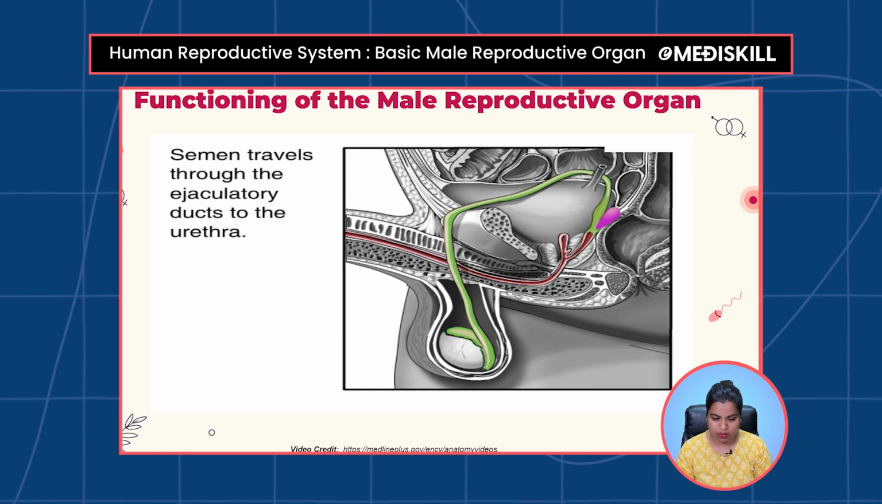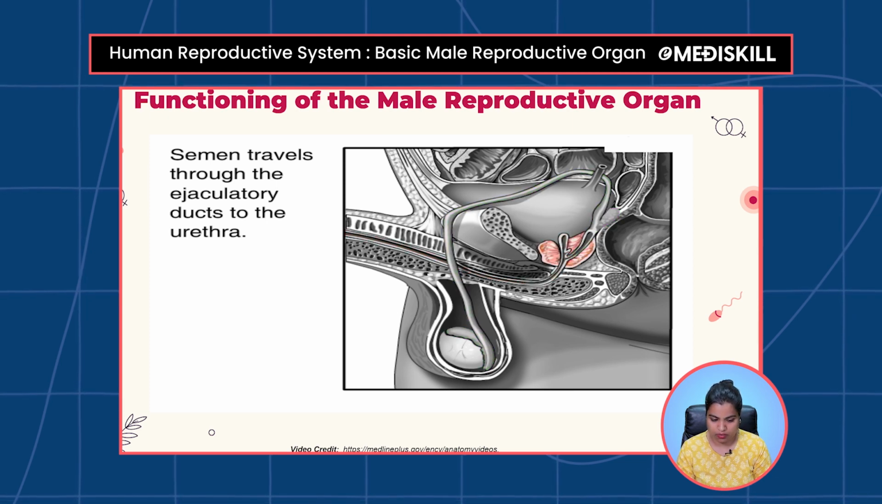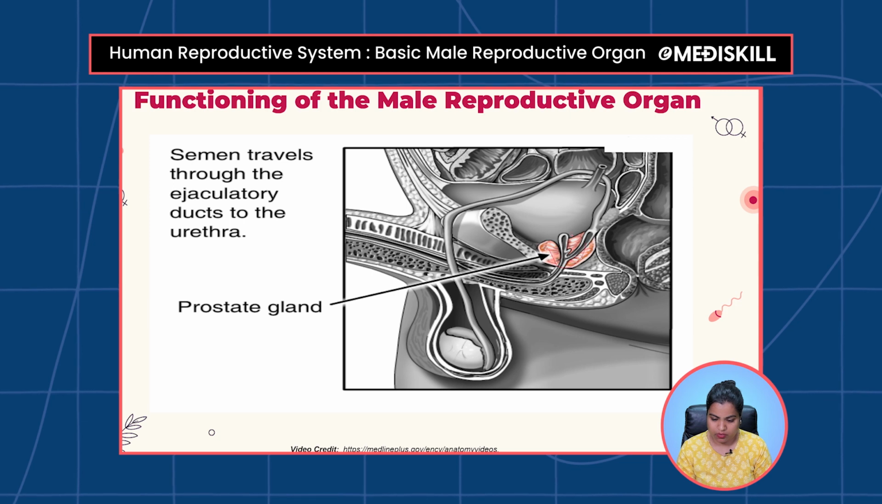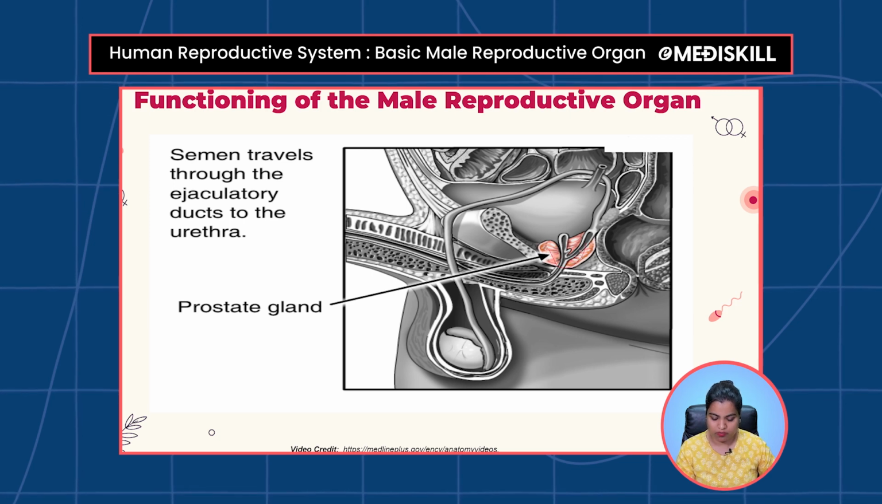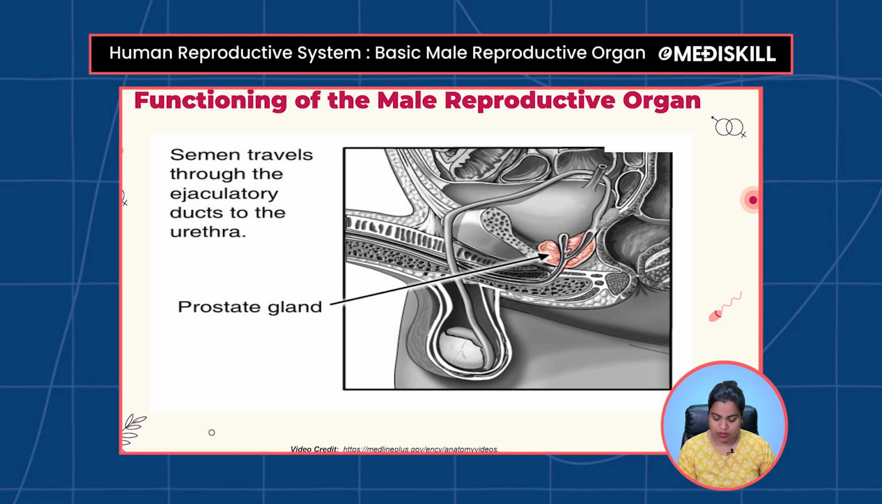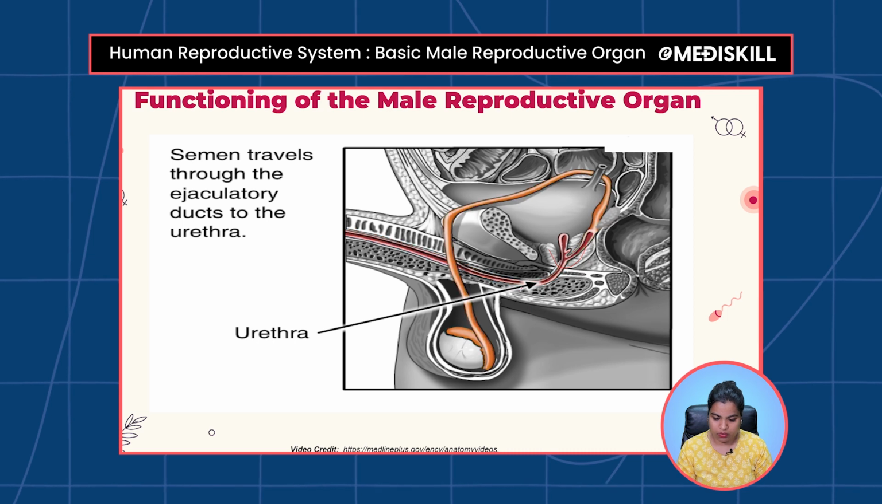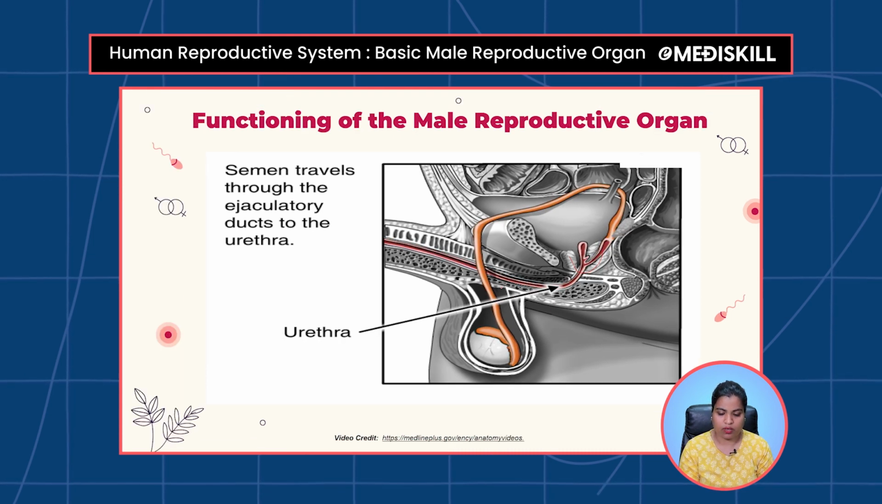In contact with them, the semen will travel through the ejaculatory duct to the urethra. So the ejaculatory duct is here, and the urethra. When it comes near the prostate gland, specifically in this region, there is this semi-whitish fluid which happens, and this is the urethra via which it is transported outside the body.